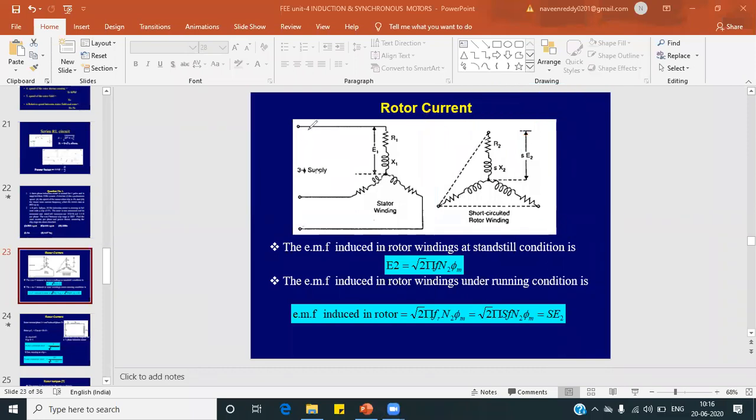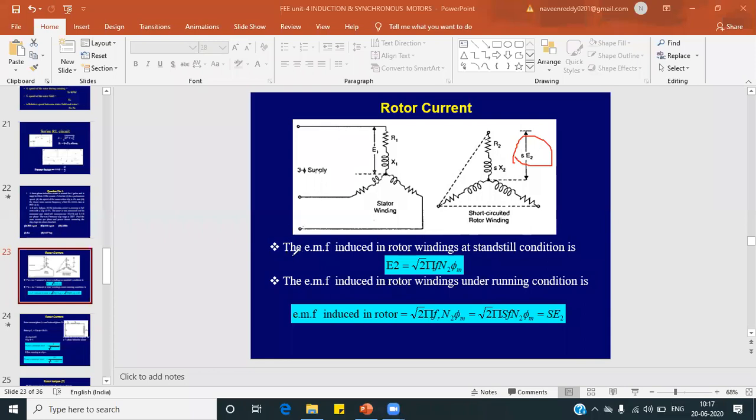Now what we are doing is, you can see the diagram. We are giving a three-phase supply. This is R, Y, and B. So what will happen? A flux will be produced, and that links with both stator and rotor windings. Because of that, an EMF will be induced in the rotor winding. The story is an old one.